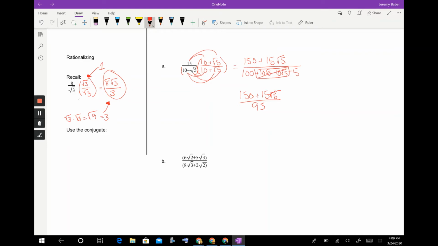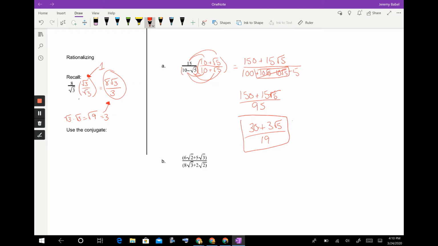Everything here can be divided by 5. So 150 divided by 5 would be 30. And then 15 divided by 5 would be 3. And then 95 divided by 5 would be 19. So again, I just was able to divide a 5 out of everything there. I don't really think this looks that much simpler than 15 over 10 minus root 5. However, it is considered rationalized where we don't have a square root in the denominator.